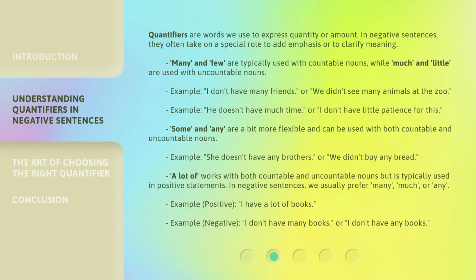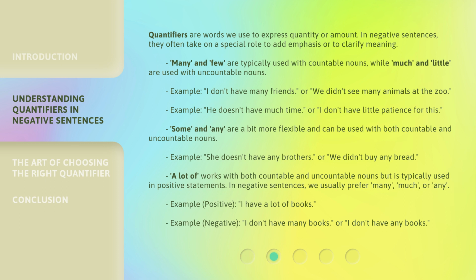Quantifiers are words we use to express quantity or amount. In negative sentences, they often take on a special role to add emphasis or to clarify meaning. Many and few are typically used with countable nouns, while much and little are used with uncountable nouns. Example: I don't have many friends. Or, we didn't see many animals at the zoo.